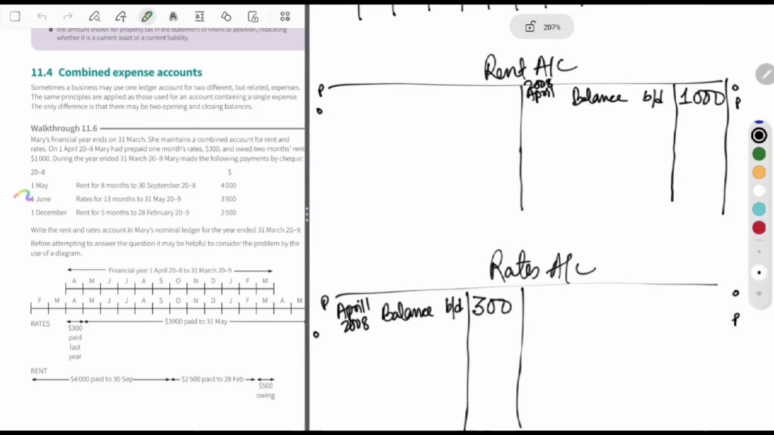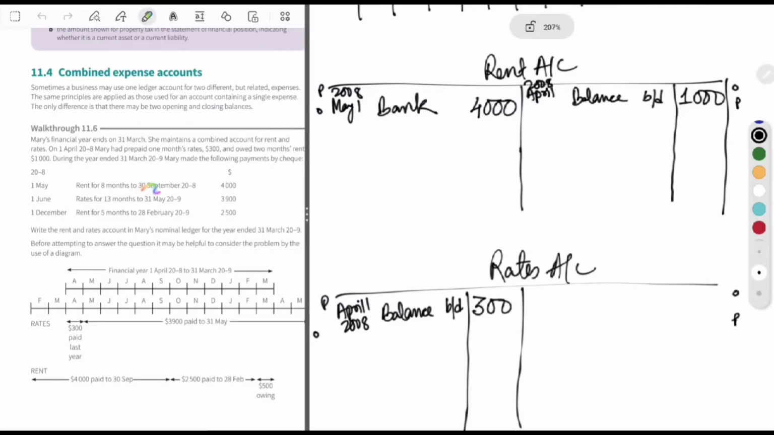Now, on 1st May 2008, we have rent for 8 months to 30 September 2008. The amount is how much? $4,000. So it is rent, and under rent we write down the date, May 1, 2008. We simply write down bank, since it has been paid, and the amount is $4,000. It has been paid for how many months?